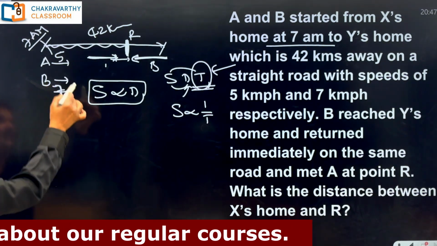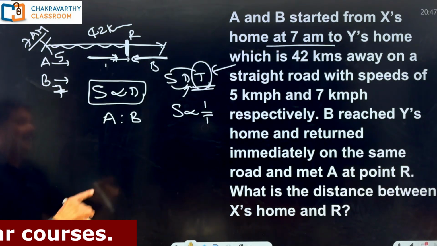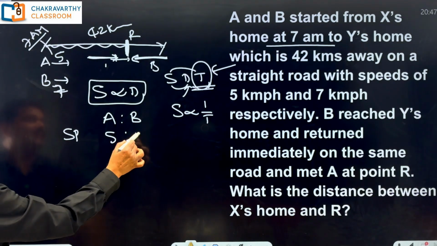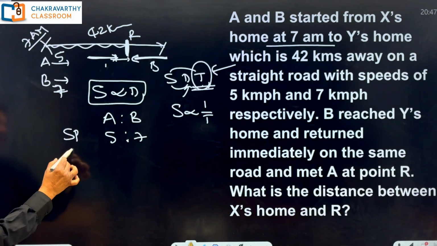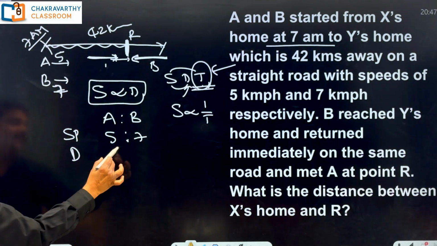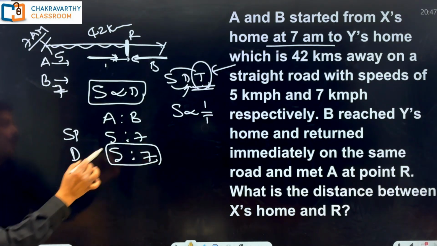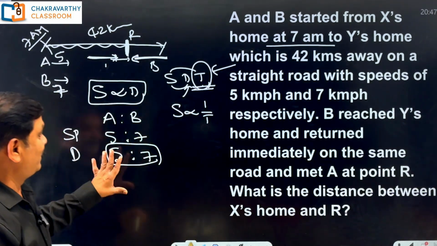As far as this question is concerned, what's the ratio between the speeds of A and B? As far as speed is concerned, this is 5:7. When time is constant, automatically I must conclude that the distance ratio of A and B is also 5:7. That's enough. Almost 75% of the question is over now. How can you interpret this?